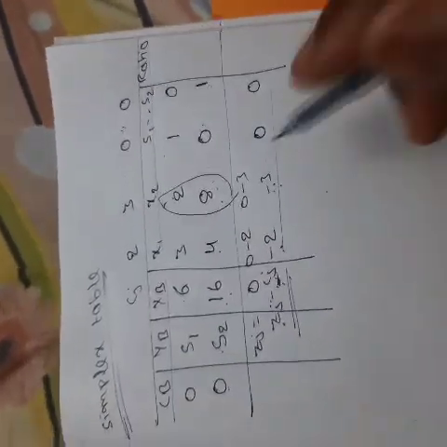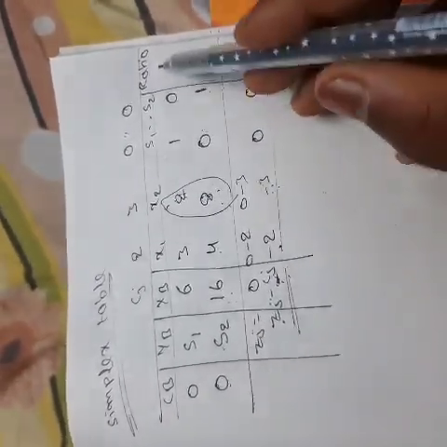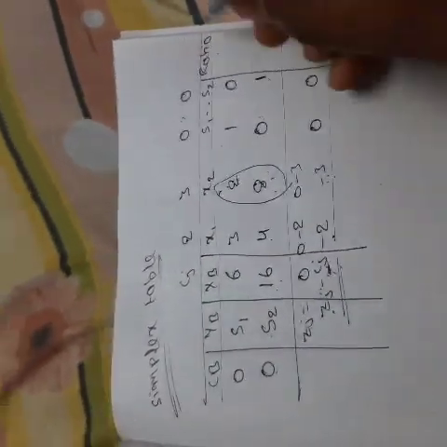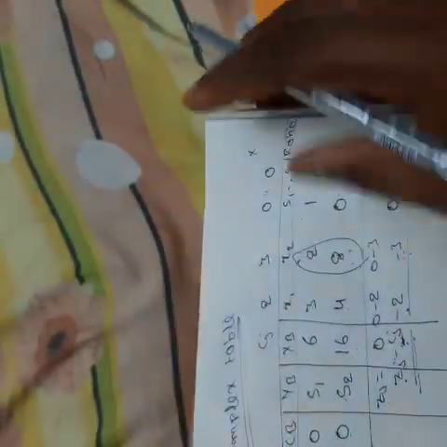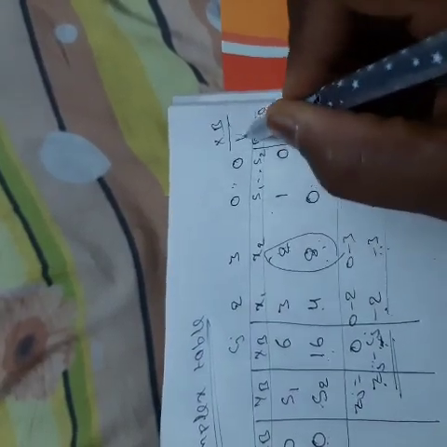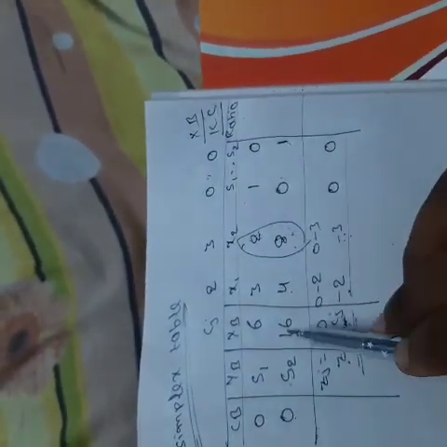Now there are two values. You have to select any one of these values. For that you have to calculate the ratio. Ratio is the formula xb by key column. This is called the key column and this is xb.